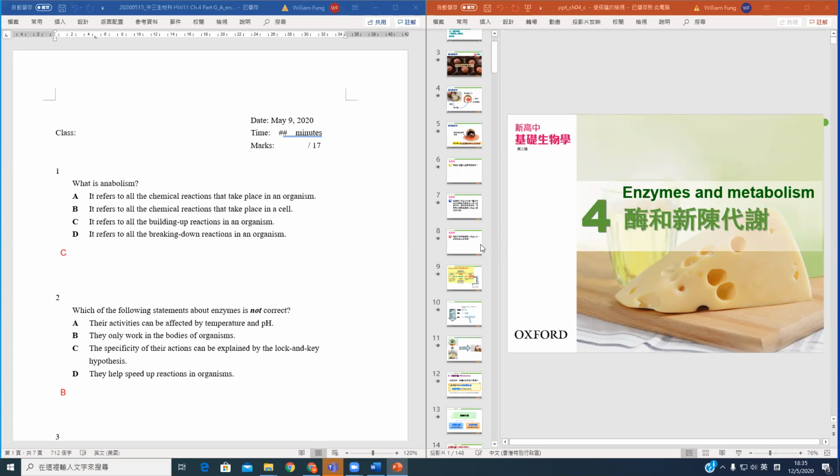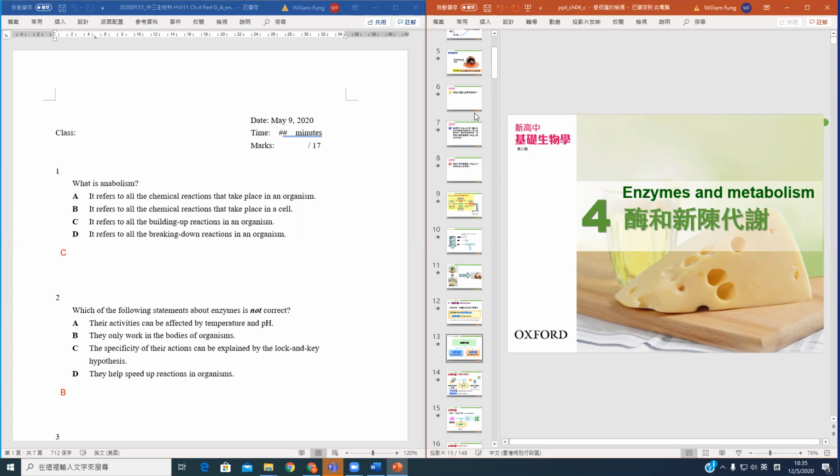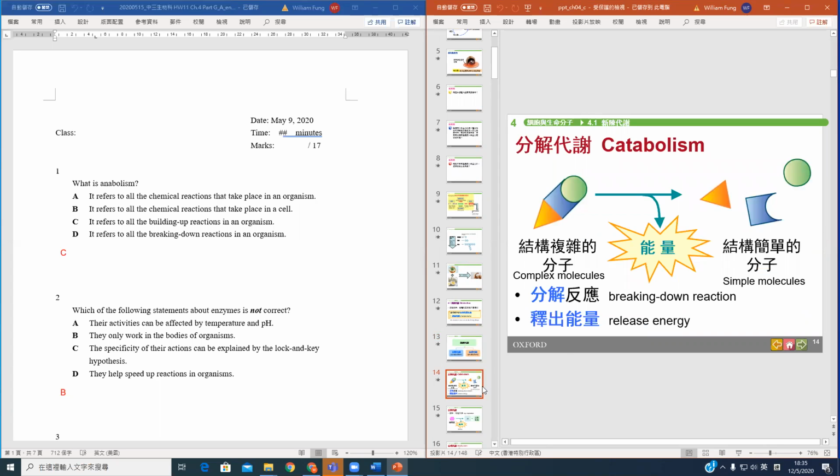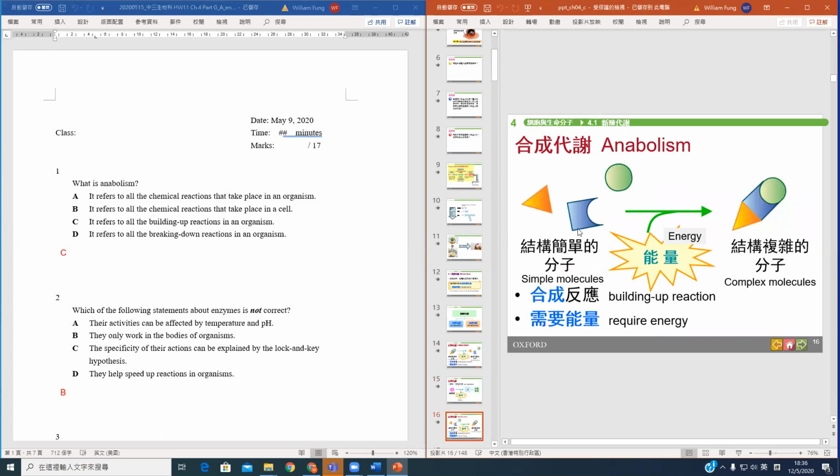What is anabolism? Anabolism is part of all metabolism. Anabolism means the building up actions. Please see the right hand side. From the simple molecules to complex bigger molecules, which requires energy. This is a building up action, okay? Building up action. Let me draw something. It is all the building up actions in an organism. So the answer is C.